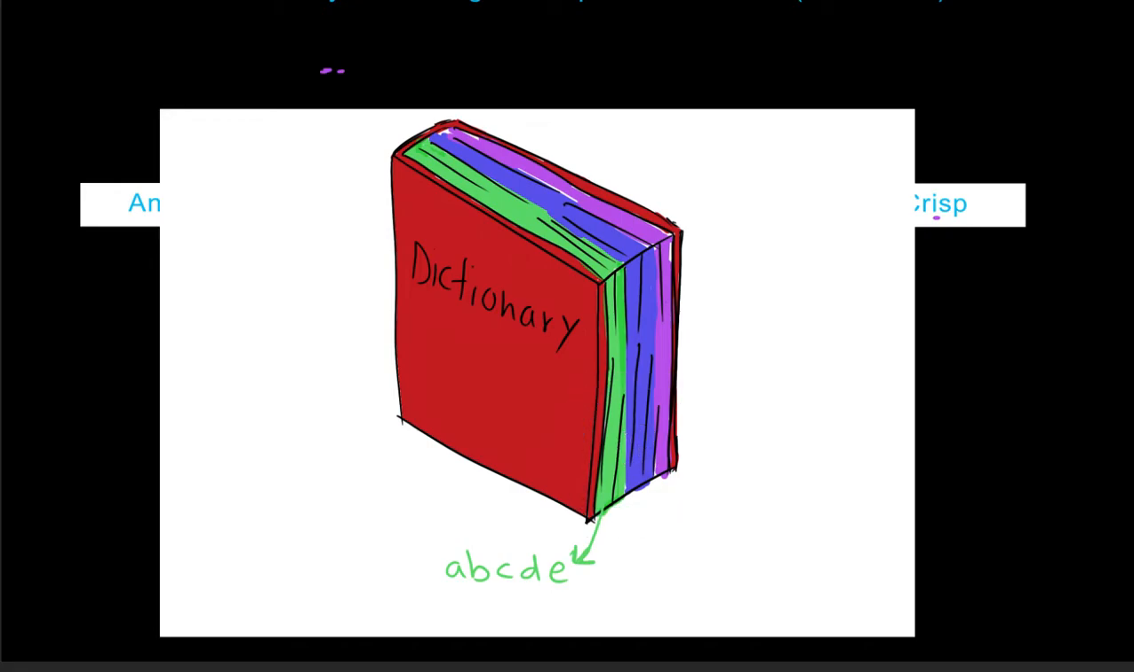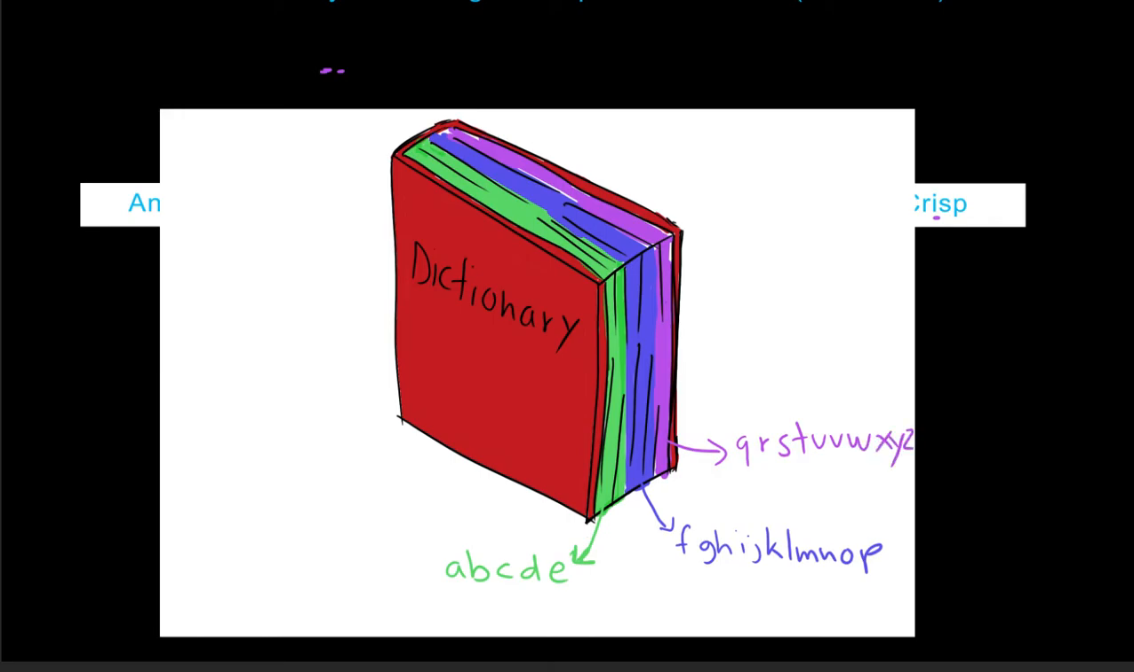And the middle third of a dictionary, these are going to be words that start with F, G, H, I, J, K, L, M, N, O, and P. And the last third are going to be words that start with Q, R, S, T, U, V, W, X, Y, and Z.